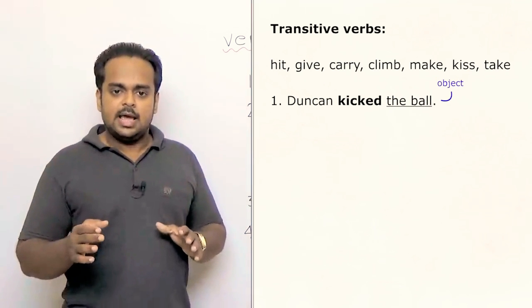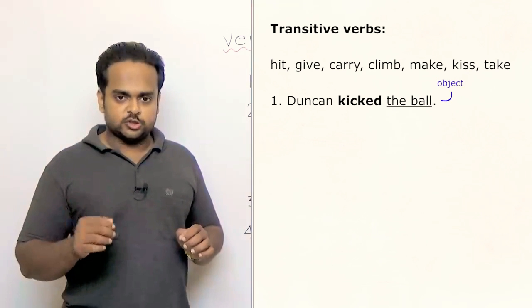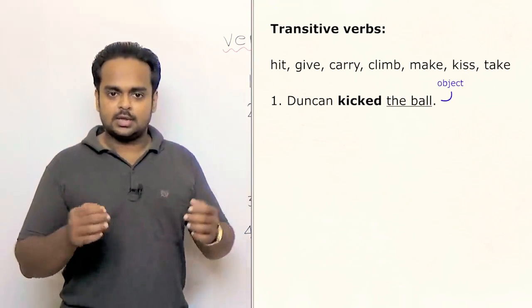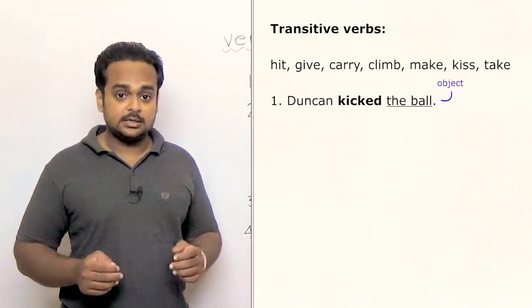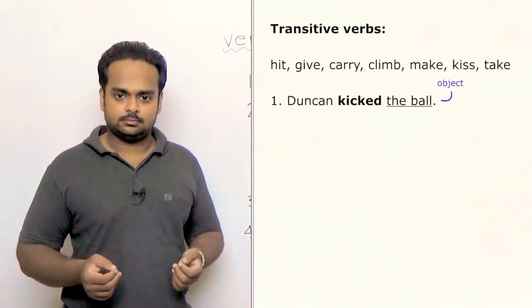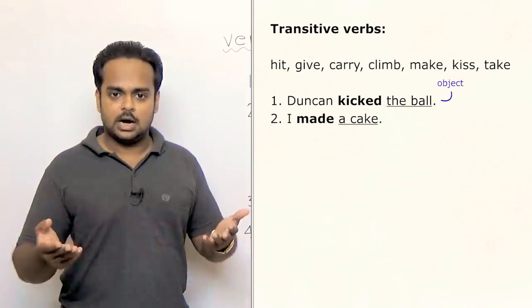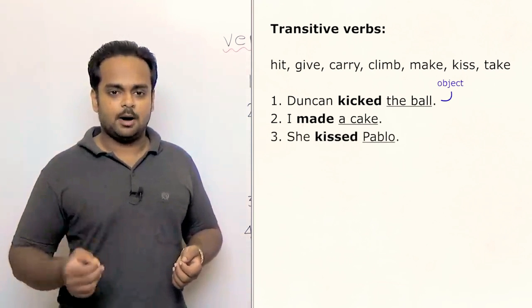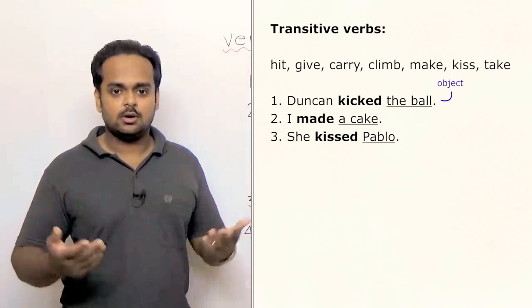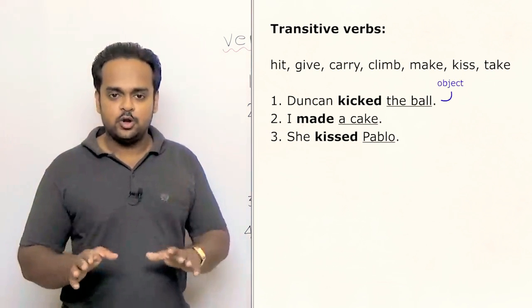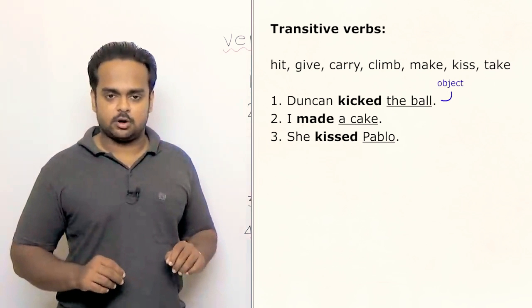With all of these, if you ask the questions who or what, you will get an answer. Duncan kicked what? The ball. I made a cake. I made what? A cake. She kissed Pablo. She kissed who? Pablo. So that's how you know that these are all transitive verbs.